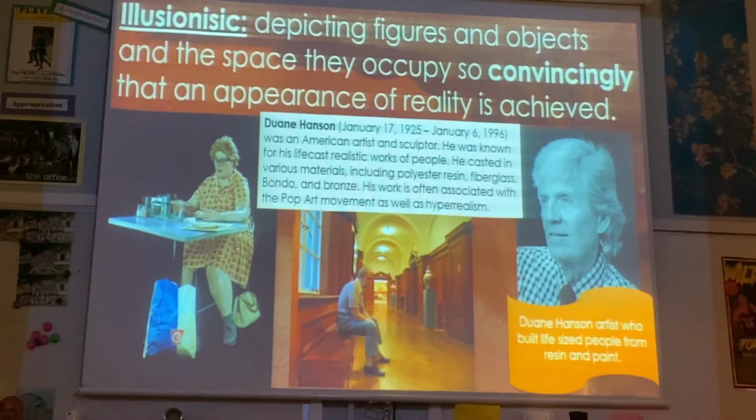Then there's illusionistic. So they're depicting figures and objects in the space they occupy so convincingly that an appearance of reality is achieved. So Duane Hanson was an artist, and he was really into depicting human figures super realistically.